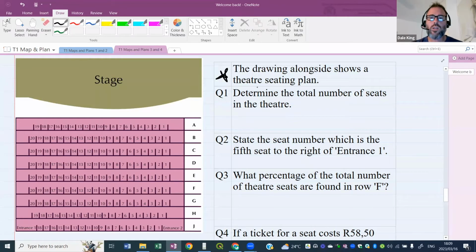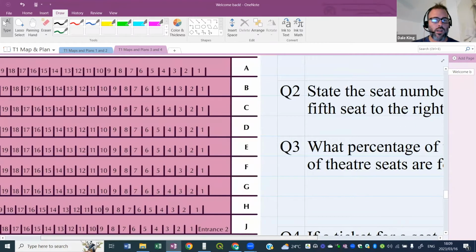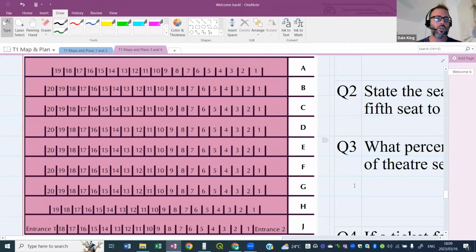It says here, the drawing alongside shows a theater seating plan. Question number 1. Determine the total number of seats in the theater. Now I'm going to zoom in so you can have a look at the seating arrangement. There we go. Determine the total number of seats in the theater. It should take you about a minute or so to work out. I'll give you about 2 minutes to do it.